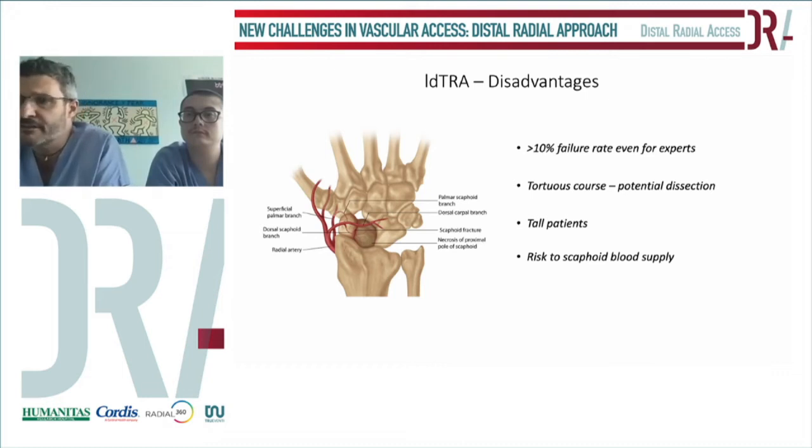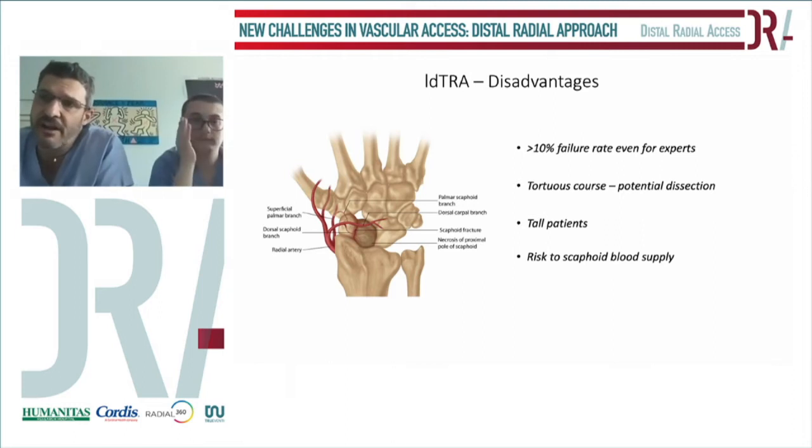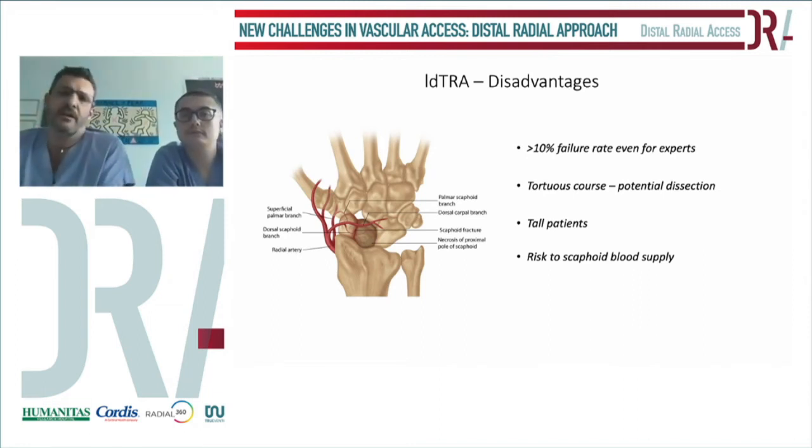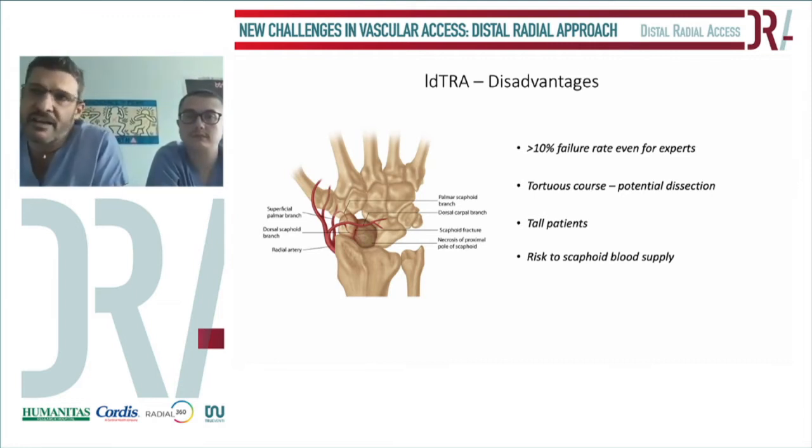In this case, there are some tips and tricks that led us to use a guiding catheter extension to perform the angiography. And then, a few cases are described of some damage to the scaphoid, because in case of distal radial occlusion, we can have some problem in terms of vascularization to the scaphoid bone. So this is the first part of our presentation, focused on why distal radial access, the advantages and the disadvantages.